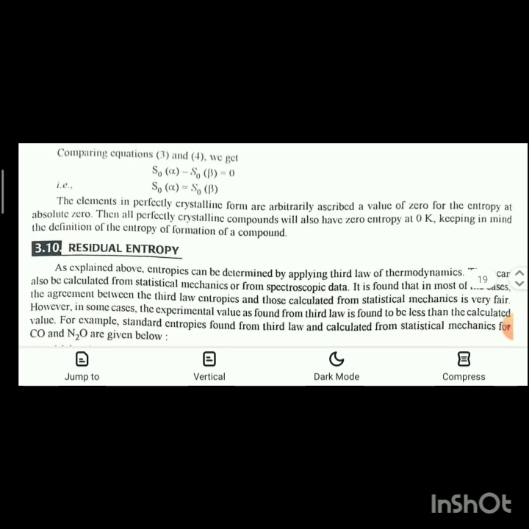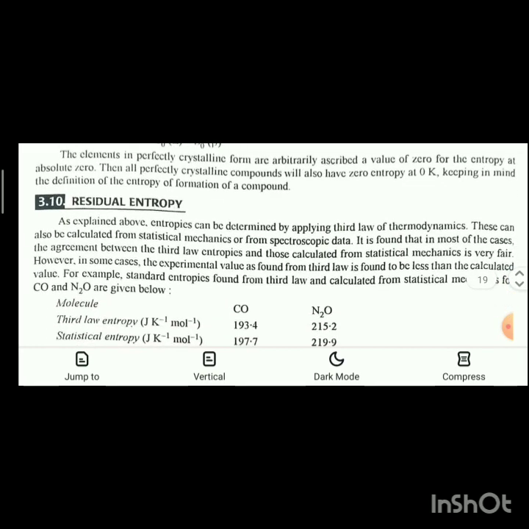Comparing these equations, we get S0 of alpha minus S0 of beta equals 0. S0 of alpha equals S0 of beta. The elements in perfectly crystalline form are arbitrarily ascribed a value of 0 for the entropy at absolute 0. Then all perfectly crystalline compounds will also have 0 entropy at 0 Kelvin, keeping in mind the definition of entropy of formation of a compound.